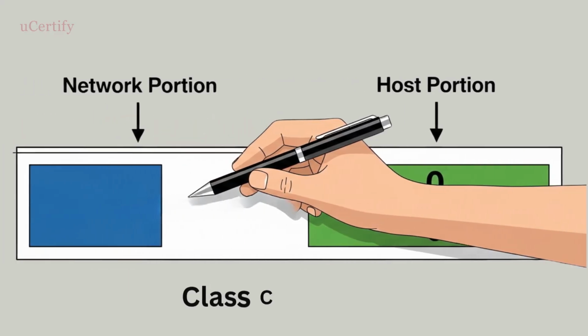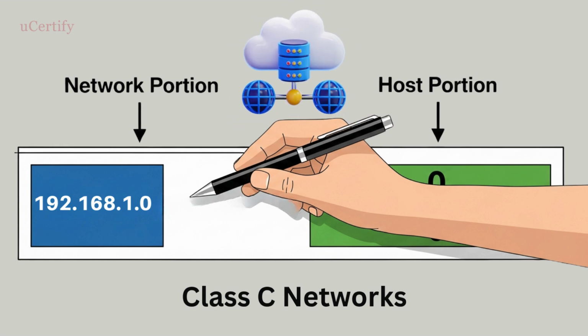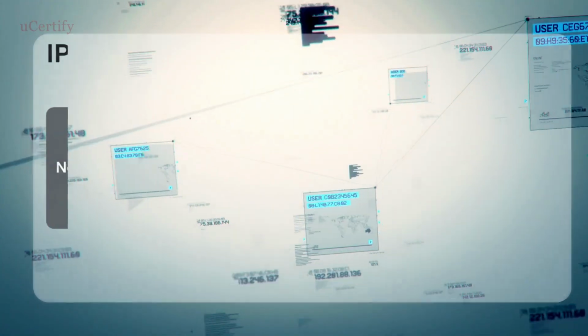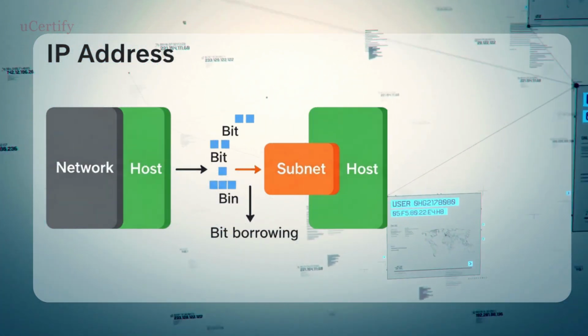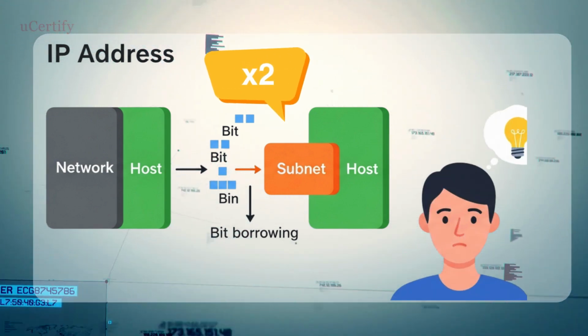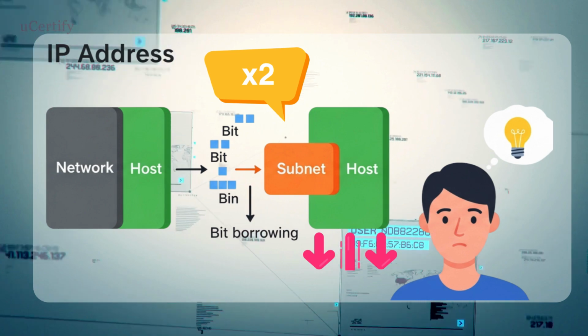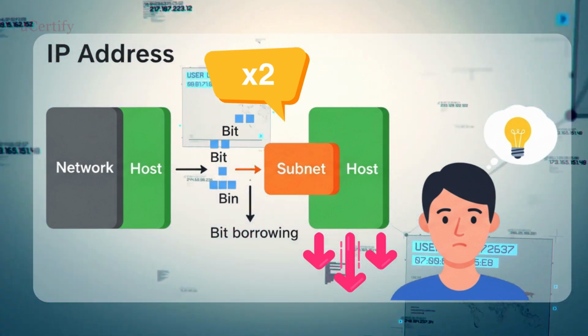Class C networks, such as 192.168.1.0, are commonly used for small to medium-sized networks, but they provide a limited number of host addresses. To create subnets, we borrow bits from the host portion of the IP address and use them as subnet bits. Each borrowed bit doubles the number of available subnets, but reduces the number of hosts per subnet. This trade-off is key to subnetting.